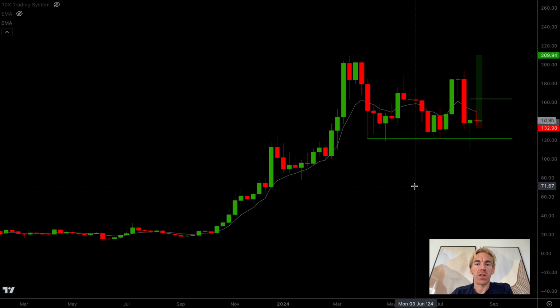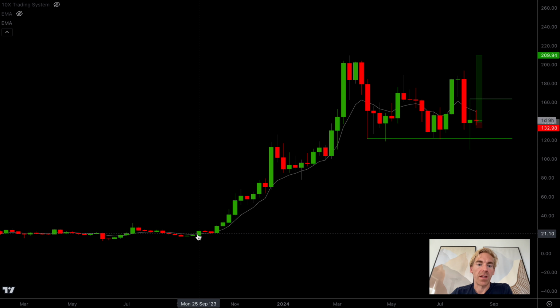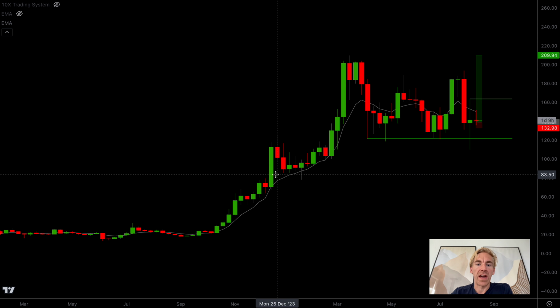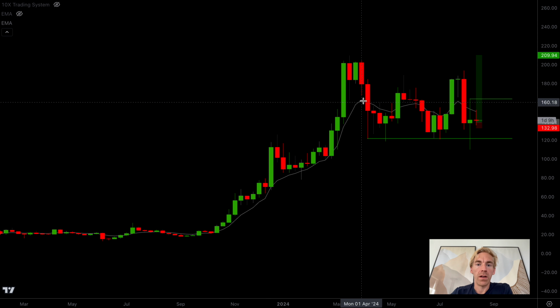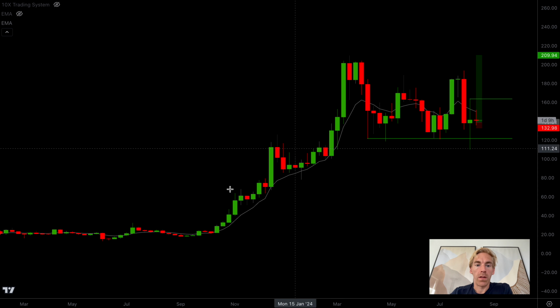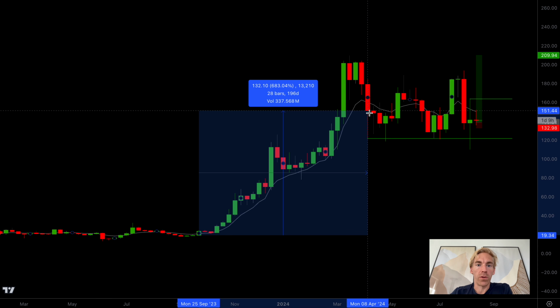Well, we use our trailing stop loss, the EMA 8 trailing stop loss rule, and we can see how well this worked here. Basically, from this point here, back in September 23, we stayed above the exponential moving average. We didn't close below it until April this year. And I mean, that move was a 683% move. I mean, that's massive returns.